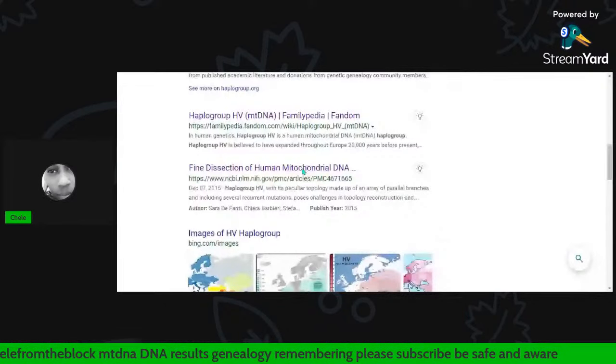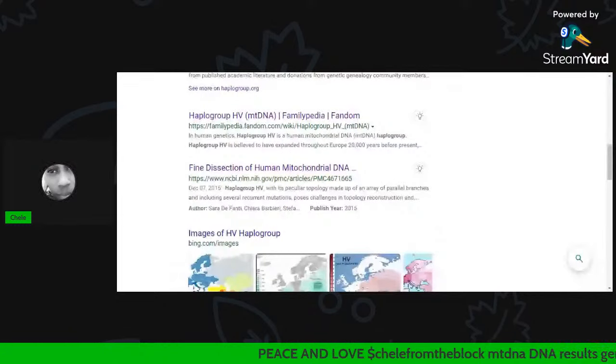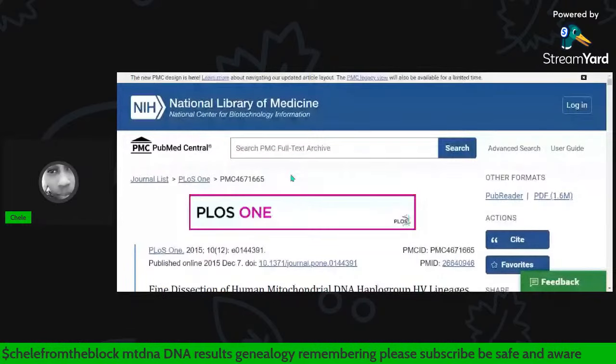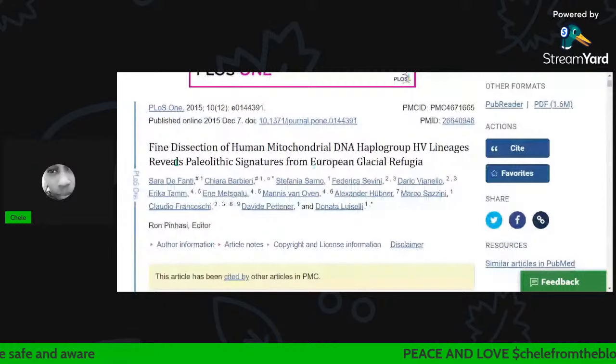National Institute of Health. Simply because even though I don't live by studies, in some situations they can be helpful, in some situations they can be a pain, especially if what you're dealing with doesn't have a study, but there's facts. Okay, so wow. Fine dissection of haplogroup HV lineages reveals Paleolithic signatures from European glacial refugia. Okay.